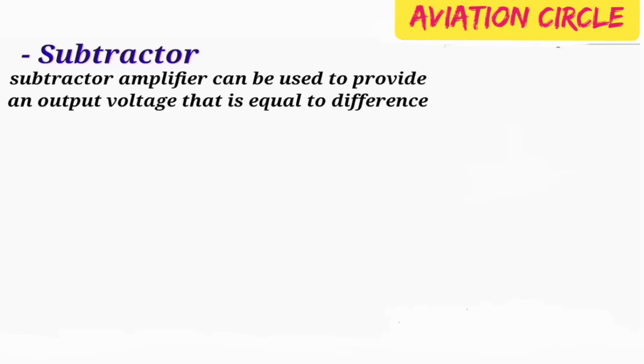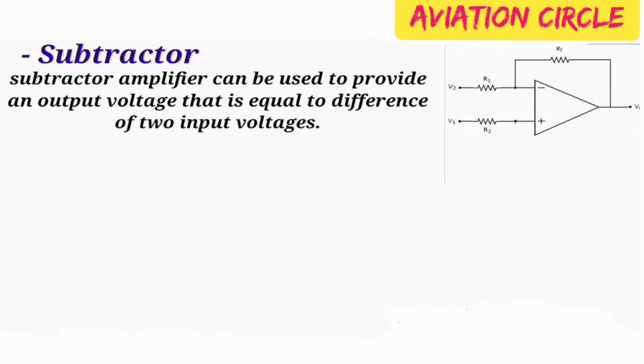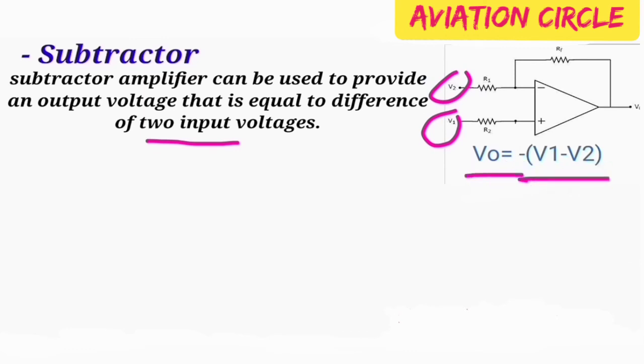Subtractor. Subtractor amplifier can be used to provide an output voltage that is equal to the difference of two input voltages. If the input voltages are V1 and V2, then output voltage equals minus of (V1 minus V2). Here the minus sign shows the phase reversal.